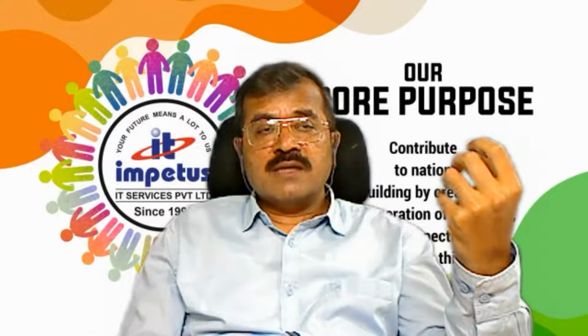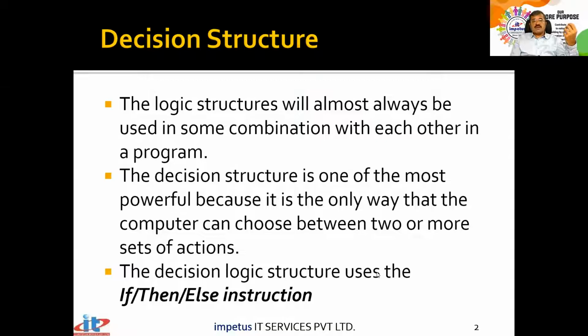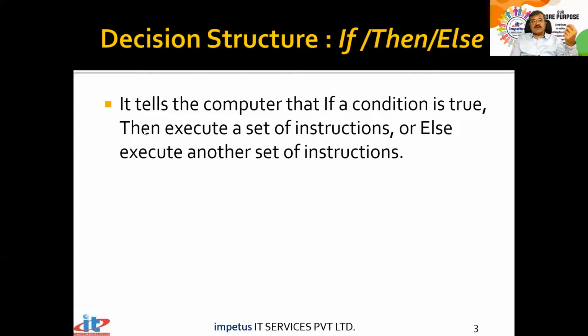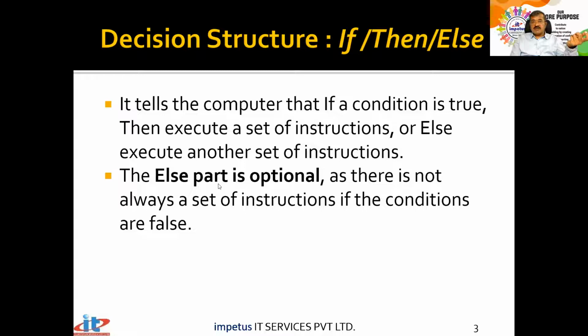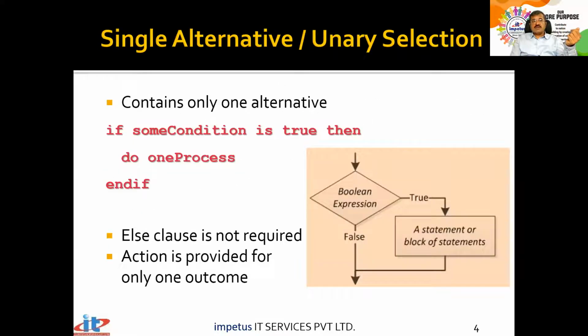Okay, so let's understand this construct of decision. The decision logic structure uses the if then else instruction. The simplest among them is the if. It tells the computer that if a condition is true, then execute one set of instructions, else execute another set of instructions. If then else. We had used the same thing in our shell scripting as well. The else part is optional, that there is not always a set of instructions if the condition is false. So it is not necessary that every time you check for a condition, there is always an else part. Else is optional. So here we have a single alternative, unary selection.